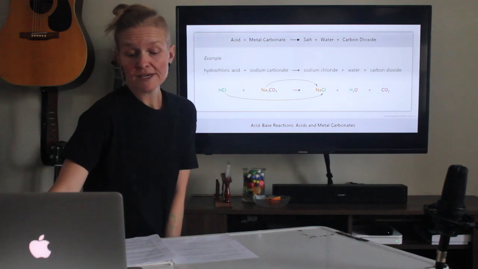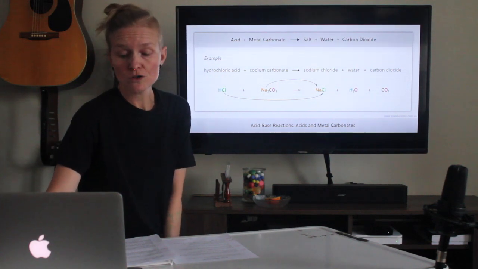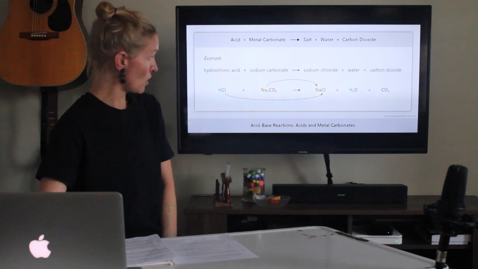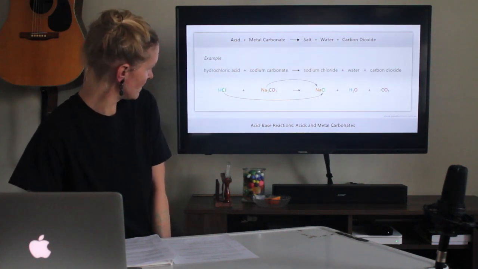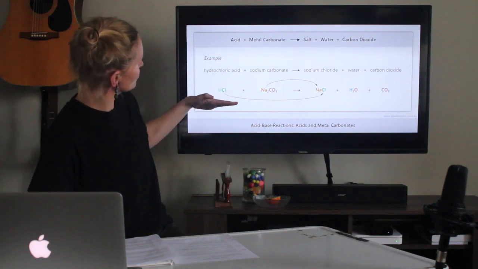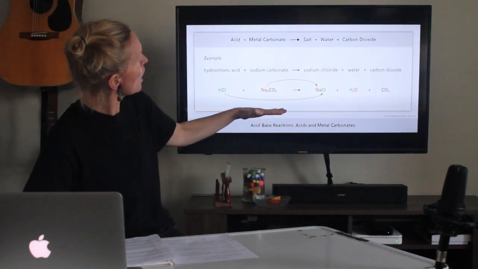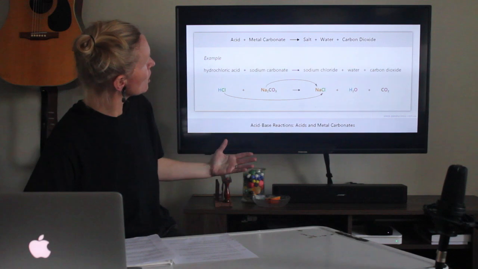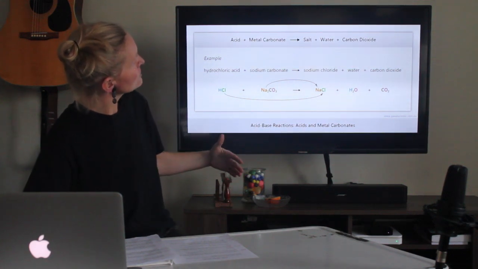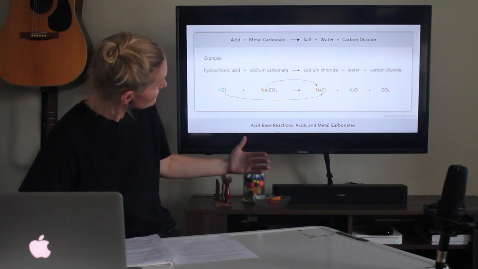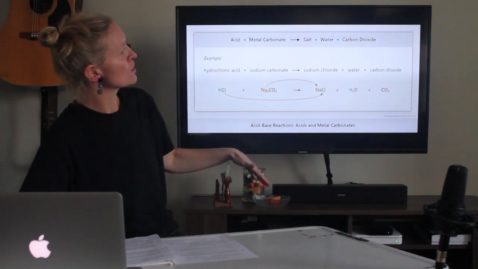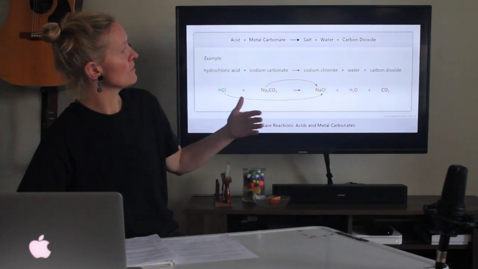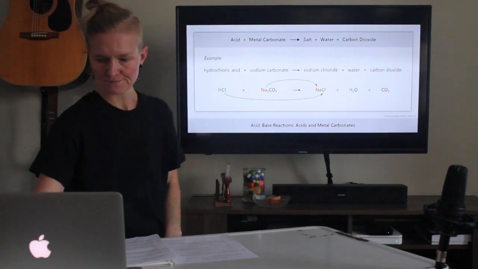Acids will also react with compounds called carbonates to form a salt, water, and carbon dioxide. Here we have hydrochloric acid and a carbonate called sodium carbonate, and that will react to form sodium chloride, water, and carbon dioxide. So there were 3 products from this reaction.